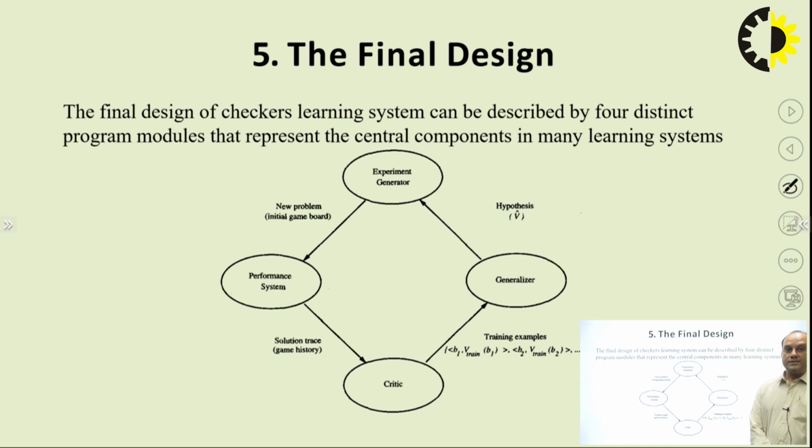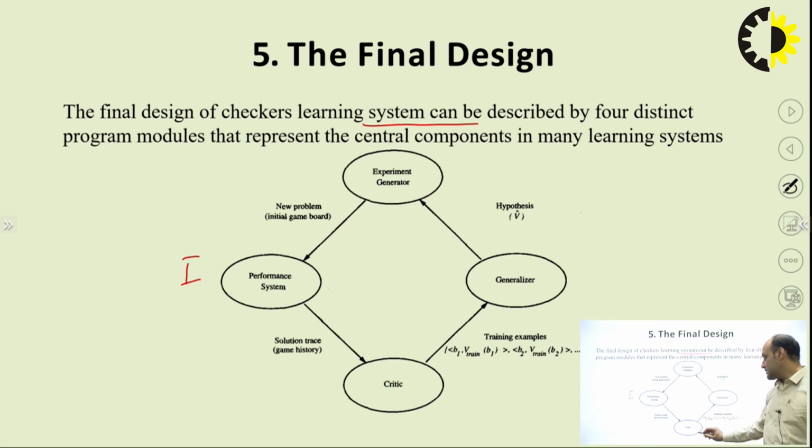So on the basis of this approximation, we find out the final design for this checkers problem. This is the diagrammatical representation of our learning system, which can be described by 4 distinct program modules. Our first program module is the performance system. In this performance system, we give the initial game board situation, the new problem, and this performance system will generate some solution trace that becomes the history for the next move.